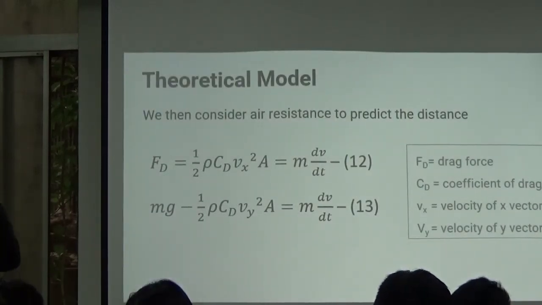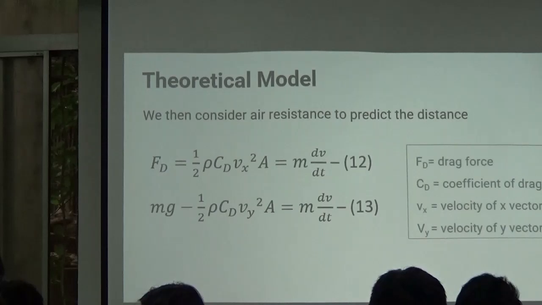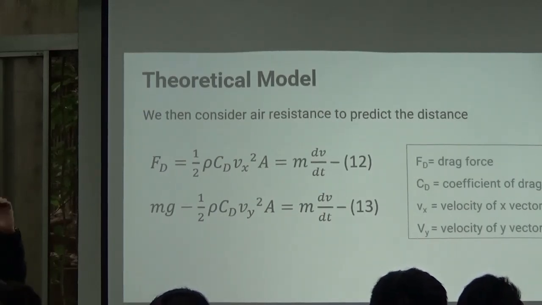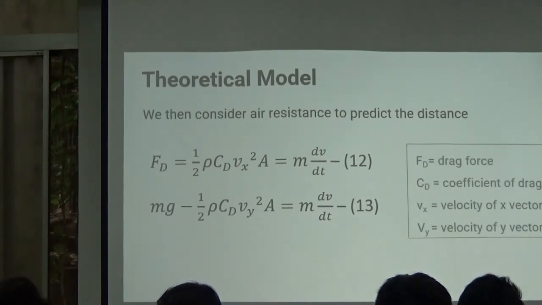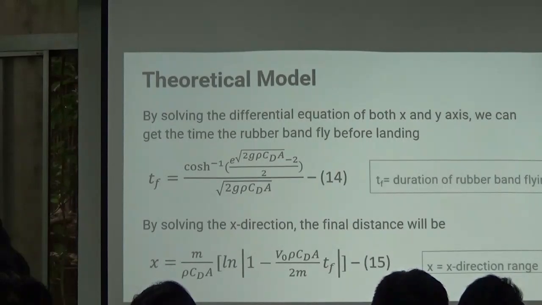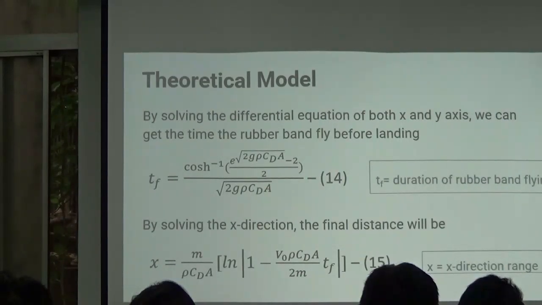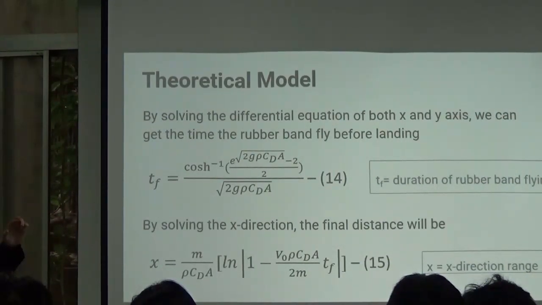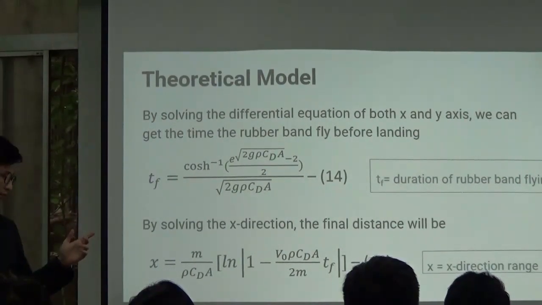Then, after finding this initial velocity, because the problem statement tells us to investigate the distance, we need to consider the air resistance during the flying process. Through solving this air resistance differential equation, we get equation 14, describing the time of flight. In our experiment, we focus on the rubber band launching at zero angle but from a certain height. By solving the x direction differential equation, our final distance is as shown in equation 15.